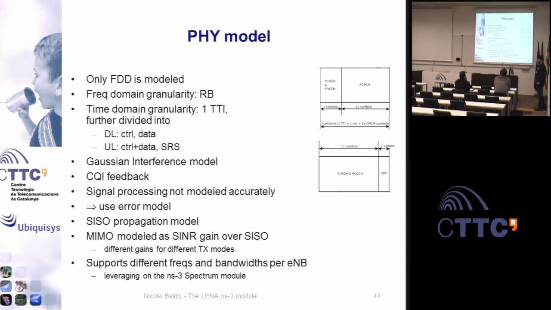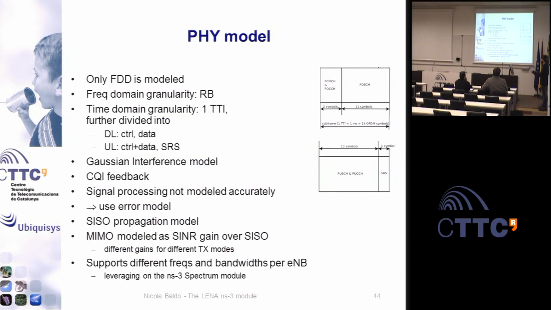The physical layer model uses a Gaussian interference model to calculate interference between different base stations, or UEs in the uplink. And it also provides means for evaluating signal to noise ratio and generating CQI feedback. And since the model is an abstract model and does not implement the whole signal processing, we use an error model in order to evaluate the correctness or not of the transmissions. And there is a slide on the error model later.